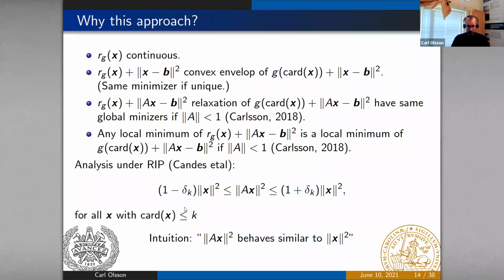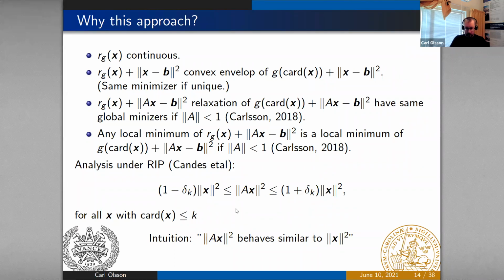So what I've been doing is analyzing this under the restricted isometry property, which I guess you all know. Here I have to mention that for my structure from motion problems, this doesn't hold. So this is purely out of theoretical curiosity, really, and people seem to be interested in this. So that's why I went into this.